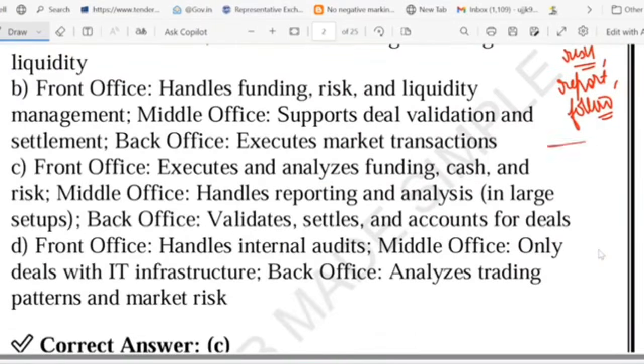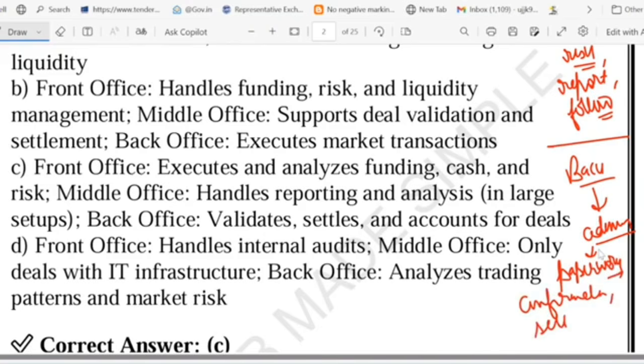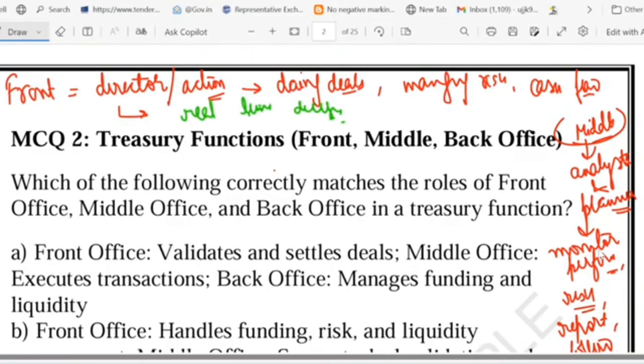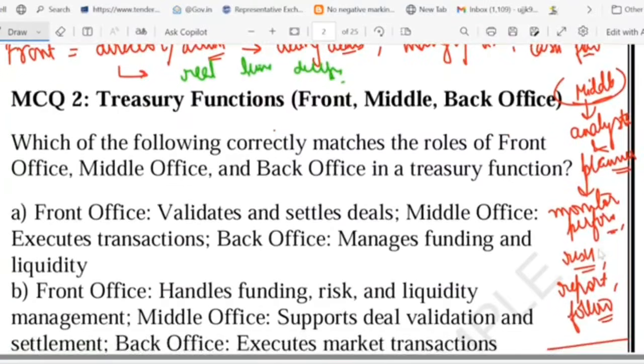And the third team that we have is called the back office. The back office is the administration team. You can call them the admin team. They handle all the paperwork. All kinds of paperwork are handled by the back office. Any confirmation that has to be given, any settlement that has to be done, any accounting work that has to be done, all are handled at the level of back office after the deals are done. Without them, no deal is complete. Now, I hope I have provided you an example of each and every function of each office.